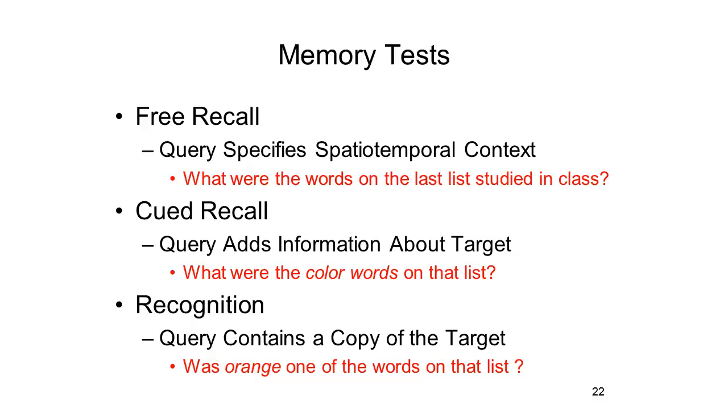Finally, in recognition, the query contains an actual copy of the target memory itself, and for that reason, recognition cues are often called copy cues. It's not a literal copy, of course, but still it's a fairly complete representation of the memory that you're looking for. Instead of asking you if you went to any national parks on your summer vacation, I can ask you if you went to Yosemite or Yellowstone. Instead of asking you if there were any color names on the list of words, I could ask you whether one of the words was orange or purple.